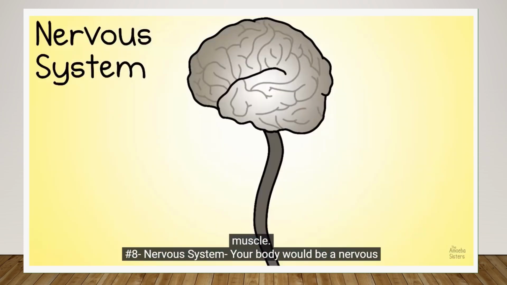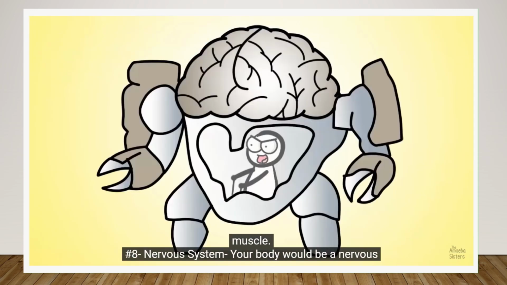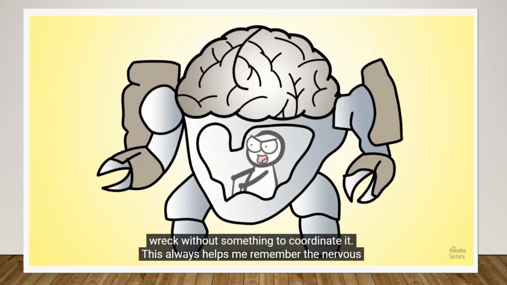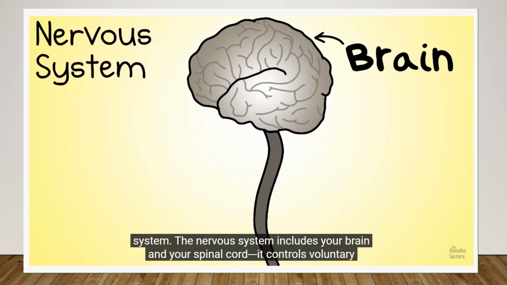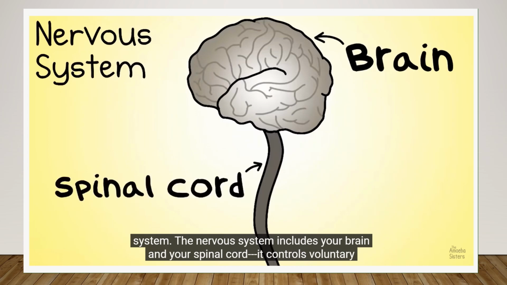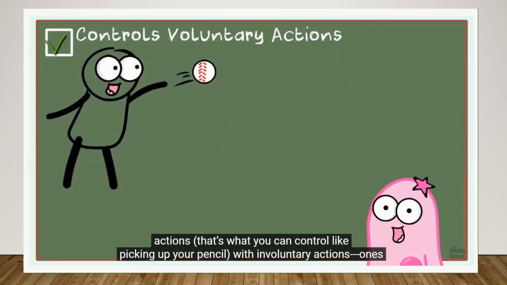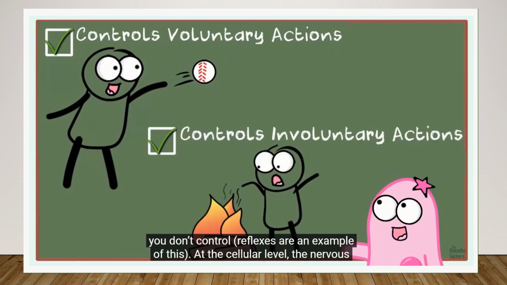Number 8, the nervous system. Your body would be a nervous wreck without something to coordinate it. That always helps me remember it. The nervous system includes your brain and your spinal cord. It controls voluntary actions, that's what you can control, like picking up a pencil, and involuntary actions, the ones you can't control, such as reflexes.